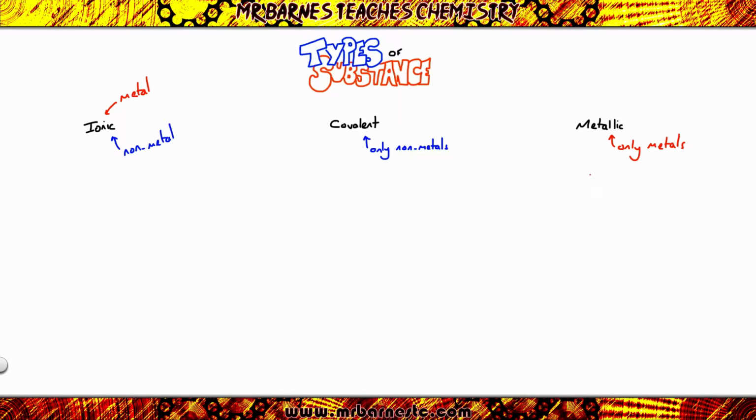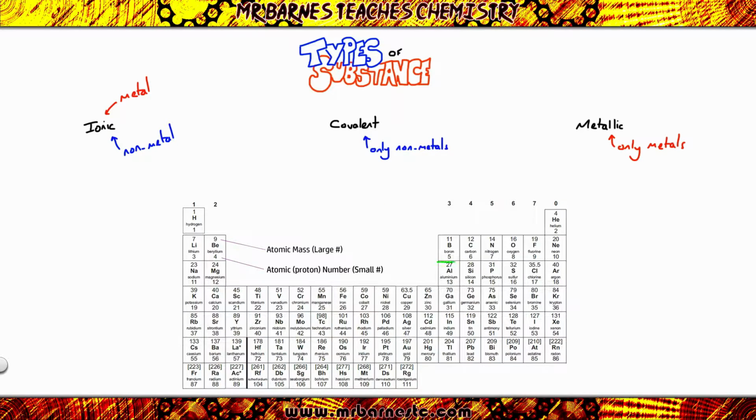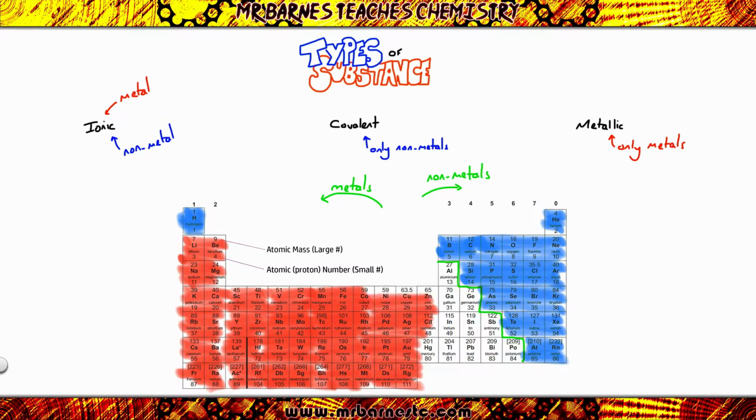So if we have a look at an example of a periodic table, you can see that I'm putting a zigzag in between boron and aluminium and going across and down. Everything to the left of that zigzag is a metal and everything to the right is a non-metal, with the exception of hydrogen, which is a non-metal. So all you have to do is have a look at the elements involved and you can then work out the type of bonding that's going on.